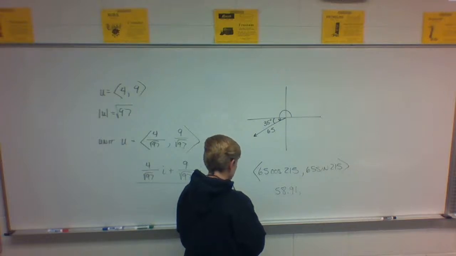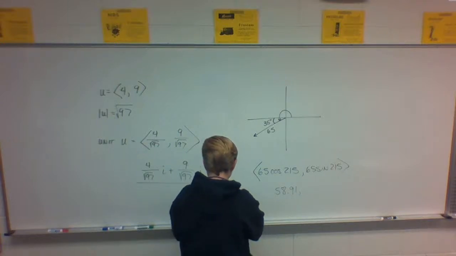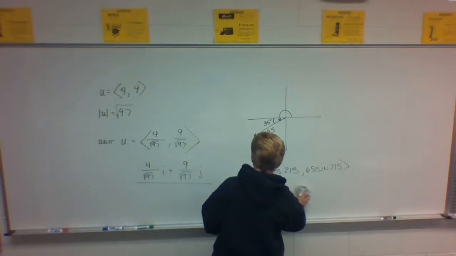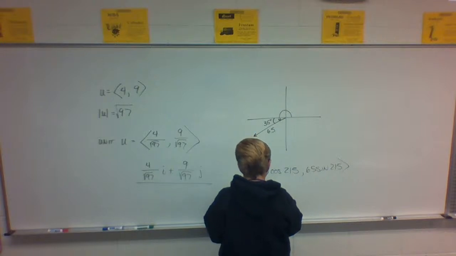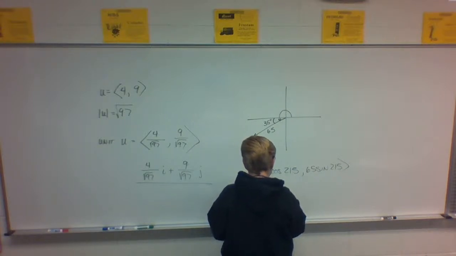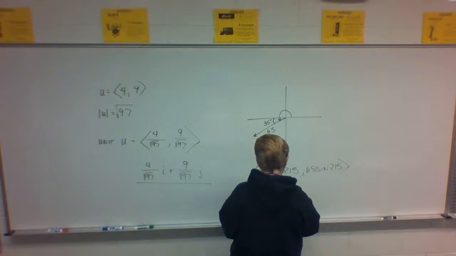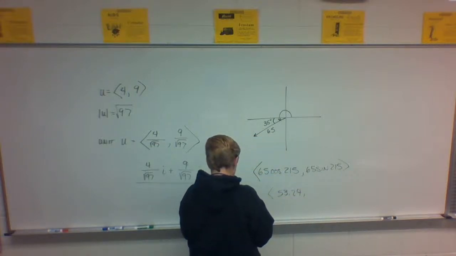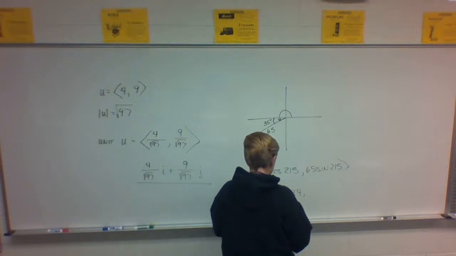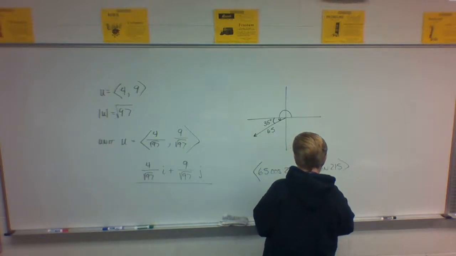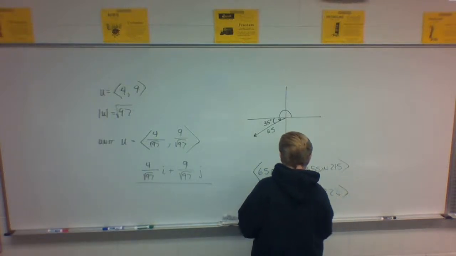Hang on, 65 cosine 215. Negative 53.24. That sounds better because it's in the third quadrant. Negative 53. Did you get that too? Yes. Now that I typed it right. Sine. And I get negative 37.28. This is what I expect to see in the blank. Something like that.